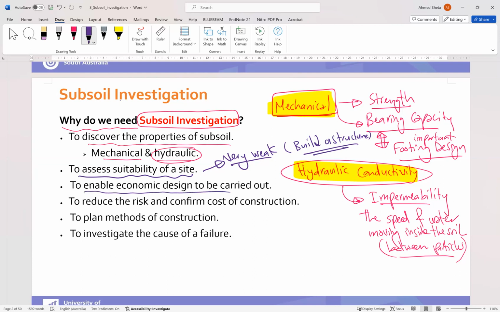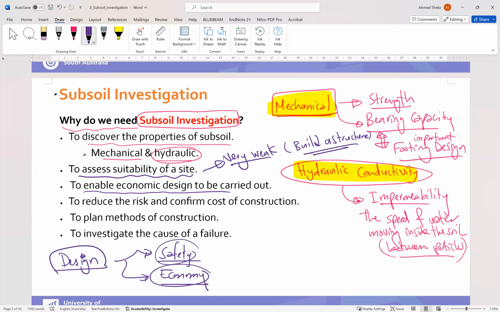It will also be good to know the soil to have an economic and safe design. As you know, the design should satisfy two conditions: safety and economy. Not only safety or not only economy, your design should be safe and economic. Okay, the soil investigation will help us to satisfy these two conditions, because when you know if the soil is weak, you will take this into consideration and design based on that.